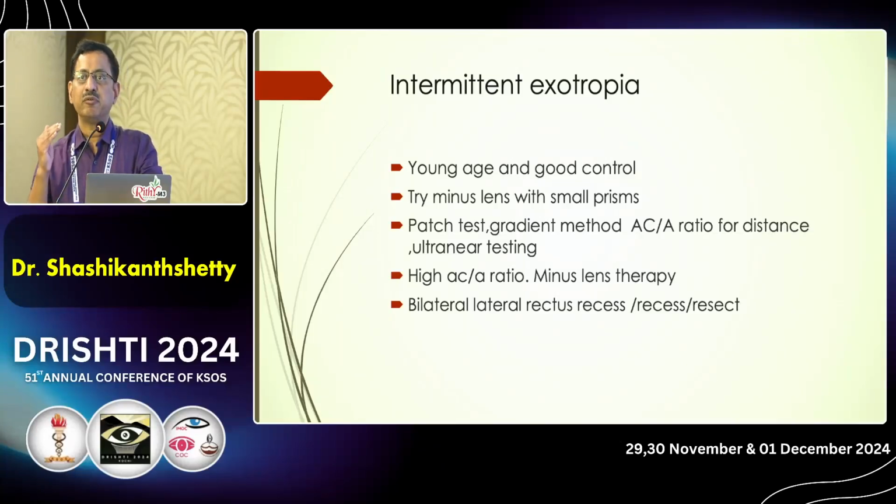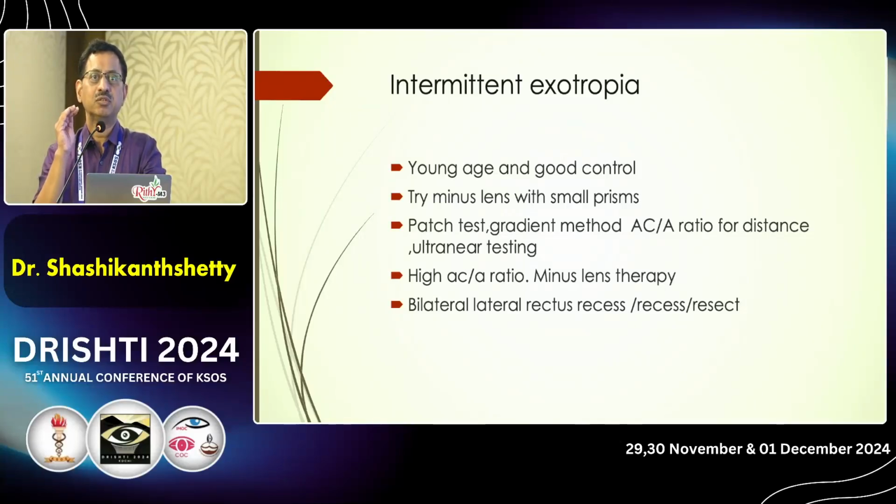And for patients where we need to operate, we do a patch test for all patients with exotropia. We do the gradient method AC/A ratio for distance. I know it's a little on the higher side. And we do ultra near testing for exotropia. Ultra near testing is where we keep the target close to your eyes at 10 centimeters, and then we do a cover test and look for esophoria.